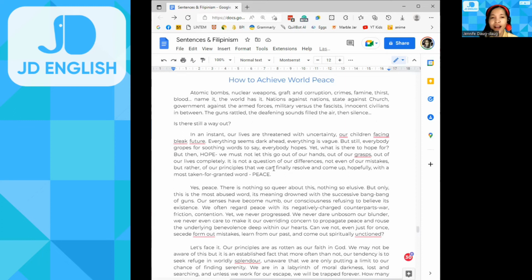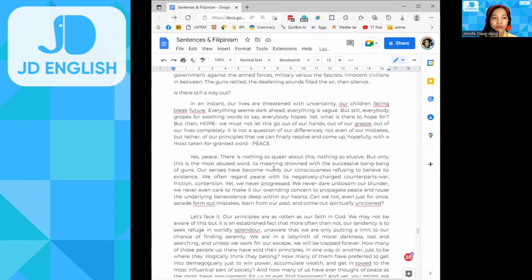In an instant, our lives are threatened with uncertainty. Our children facing a bleak future. Everything seems dark ahead. Everything is vague. But still, everybody gropes for soothing words to say. Everybody hopes. Yet, what is there to hope for?